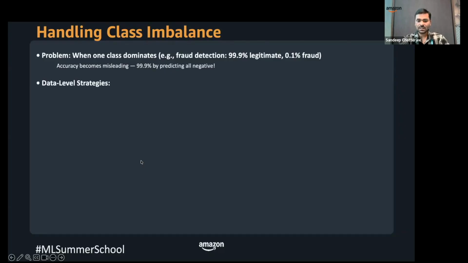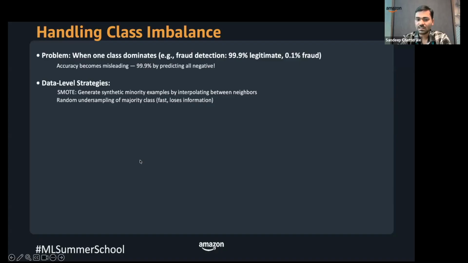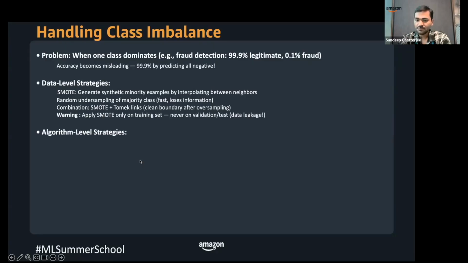Our data level strategy is fixing the imbalance. For example, if we do not have enough fraud examples, we can create more of them using an algorithm called SMOTE. SMOTE stands for synthetic minority oversampling technique. SMOTE doesn't just duplicate data, it looks at the minority class points and interpolates between neighbors to generate brand new synthetic examples. On the flip side, if we do random undersampling, we just throw away a massive chunk of our majority class until the classes are balanced. It is incredibly fast, but you are throwing away valuable information. So in practice, we often combine these.